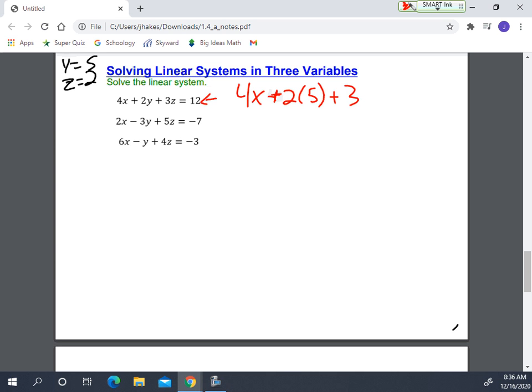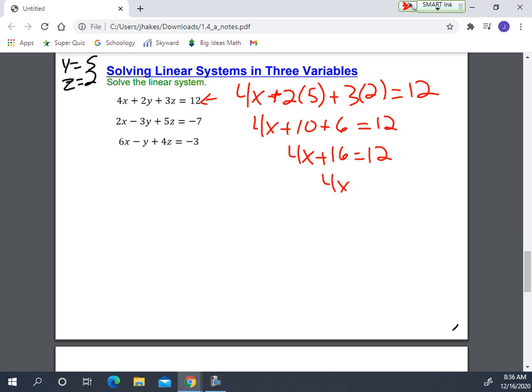Plus 3 times 2 equals 12. I will get 4x plus 10 plus 6 is equal to 12. 4x plus 16 is equal to 12. 4x is equal to negative 4 because I subtracted 16. And then x is equal to negative 1. Now, you guys can finish right there. You're done with that problem. You got x, y, and z. Oh, after you write your solution.